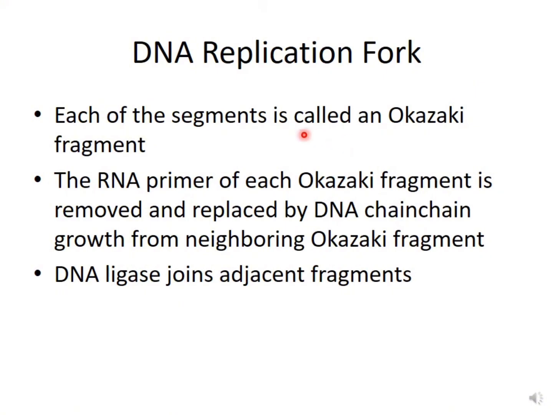Each of the segments that are grown is called an Okazaki fragment. The RNA primer for each fragment, because we said on the lagging strand we're going to have more than one fragment, is removed and replaced by a DNA chain from the growing neighboring Okazaki fragment. Afterwards, all these Okazaki fragments are bound with one another with a third enzyme, which is DNA ligase, that joins together these adjacent fragments.